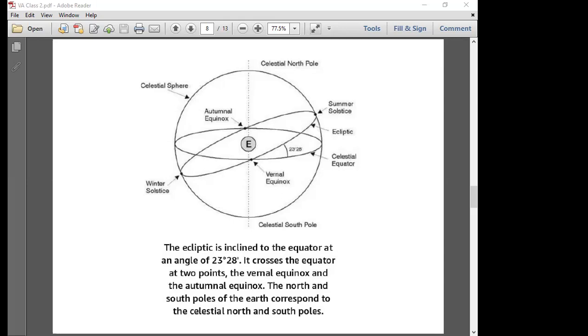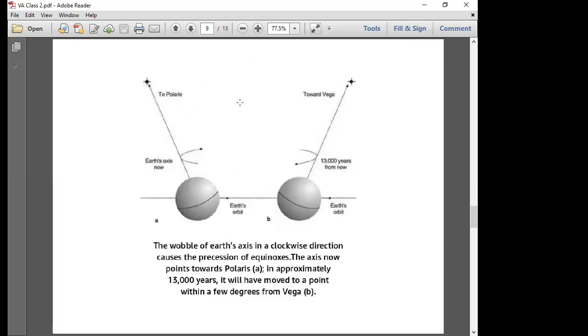Vedic astrology considers this precession of paramount importance. Why? Because this is the Earth's axis now, and this axis now points towards Polaris, but in approximately 13,000 years, it would have moved to point towards Vega. So this precession is very, very important.